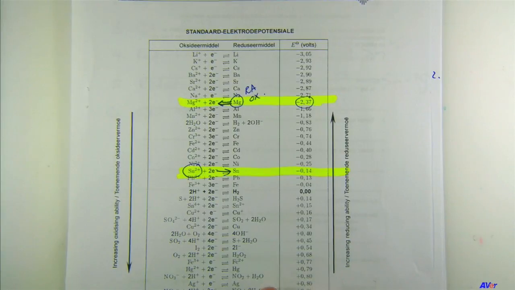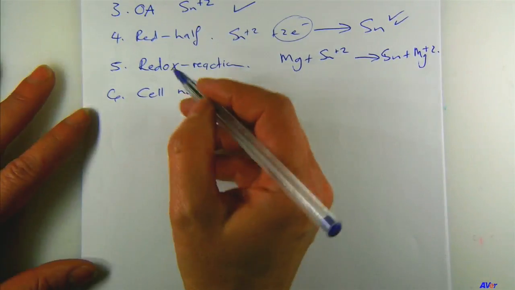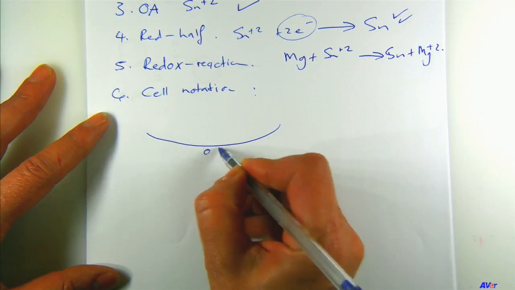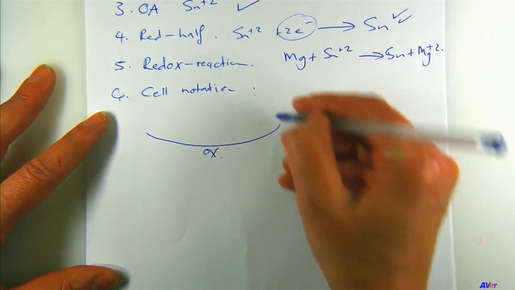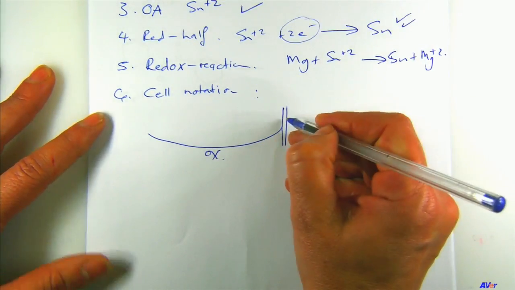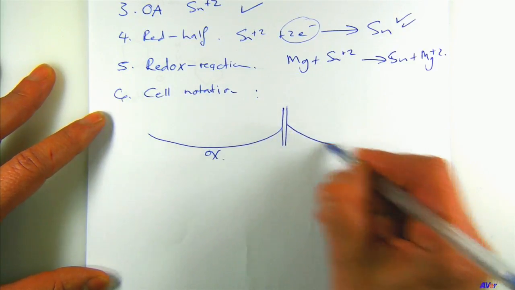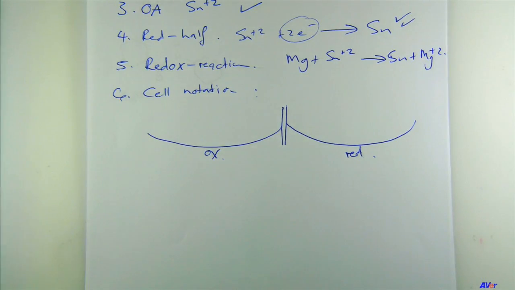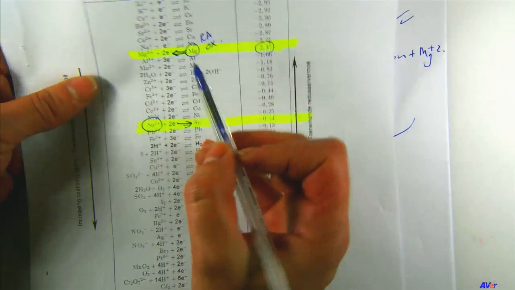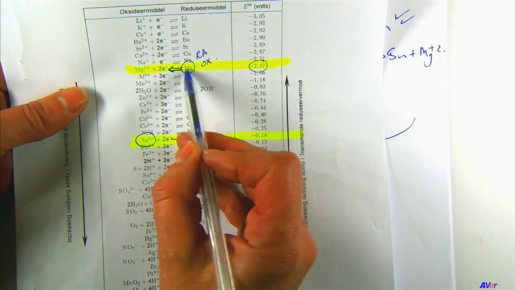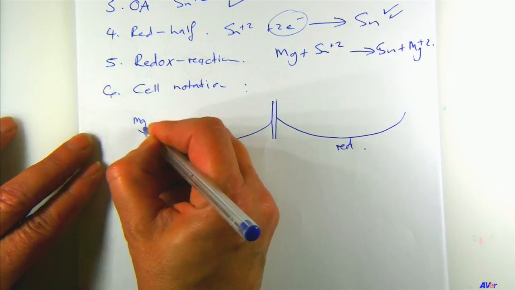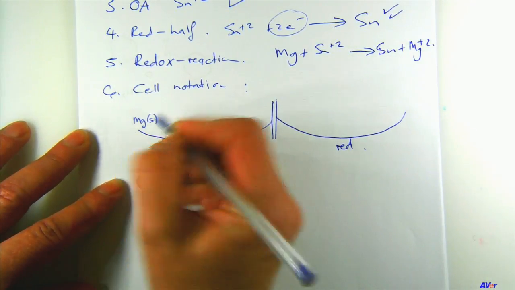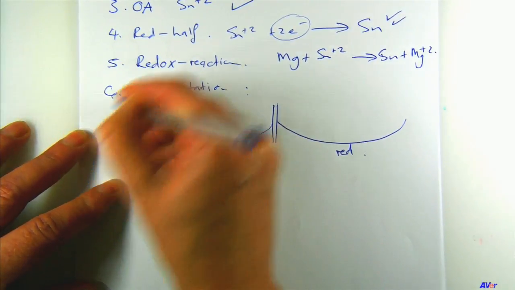But let's make it count. Let's start with the cell notation. Now, what do we know about cell notation? We know there's going to be what happens in the oxidizing beaker, and then the double line is my salt bridge, and then what's happening in my reduction half reaction. Right. So let's start with the oxidation half reaction. The oxidation reaction will start with magnesium without a charge. What does it mean if magnesium doesn't have a charge? It's solid. Right. And then we use a line to say, what is it going to form?